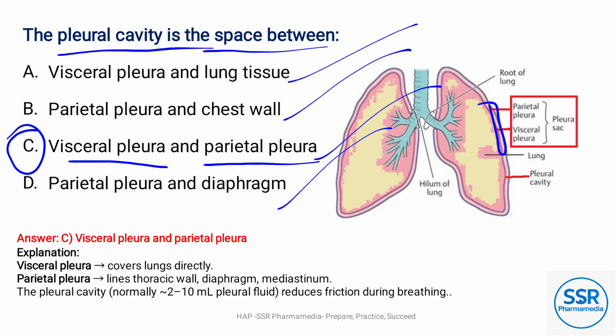Visceral pleura covers the lungs directly. Parietal pleura lines the thoracic wall, diaphragm and mediastinum. The pleural cavity normally has 2 to 10 ml of pleural fluid present. It reduces friction during breathing.